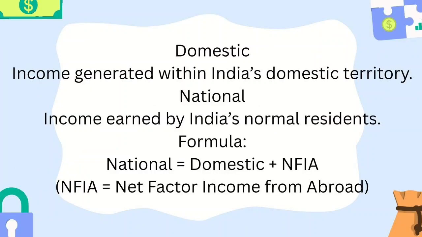Students often confuse domestic and national concepts. A domestic concept focuses on where production takes place. If production happens within domestic territory, it is called a domestic concept. A national concept focuses on who earns the income. If the income is earned by India's normal resident, it belongs to a national concept, even if a part of it is earned abroad. So now by this time you should know what a normal resident is. The link between the two is net factor income from abroad, or NFIA. So we can write national is equal to domestic plus NFIA. We will study NFIA in detail later, but remember this relationship now.